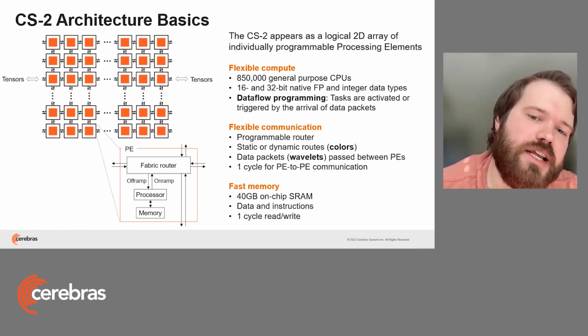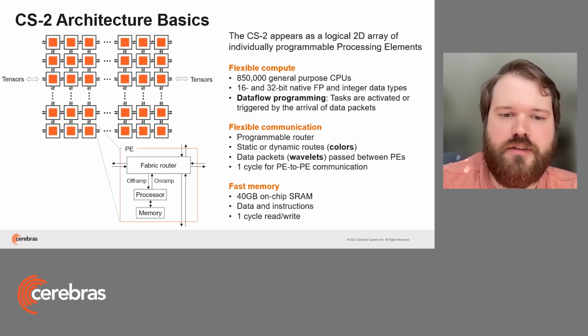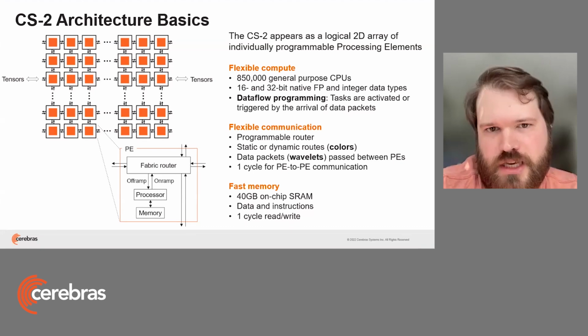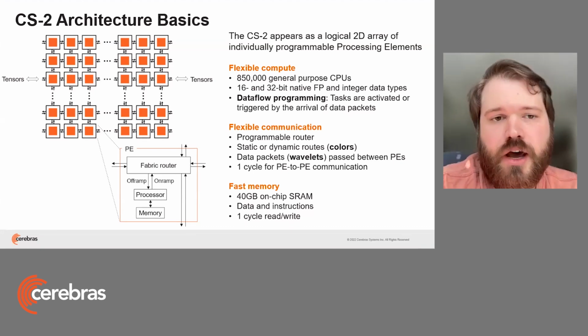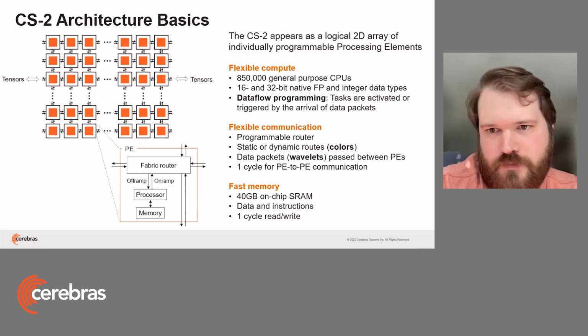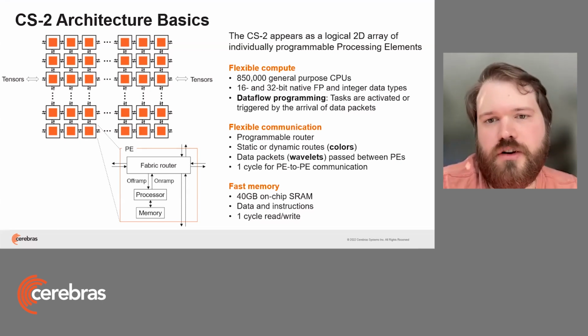I'm sure everyone in here is at least vaguely familiar with our architecture. We have about 850,000 general purpose cores laid out in a regular grid. The strategy that the SDK uses for programming this gigantic grid is data flow programming. There are tasks on each of your processing elements, and they're activated or triggered by the arrival of data packets.